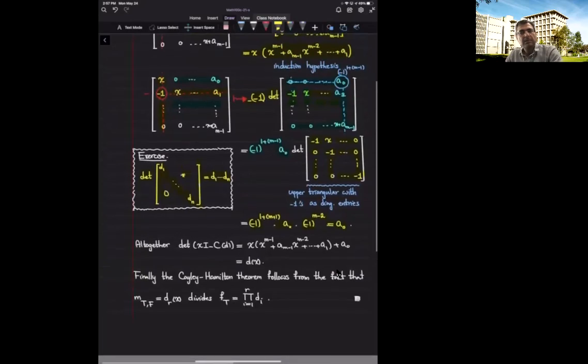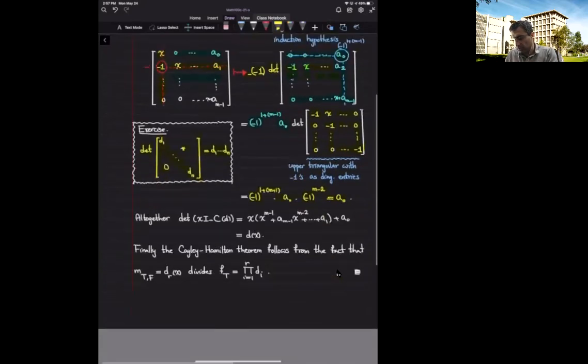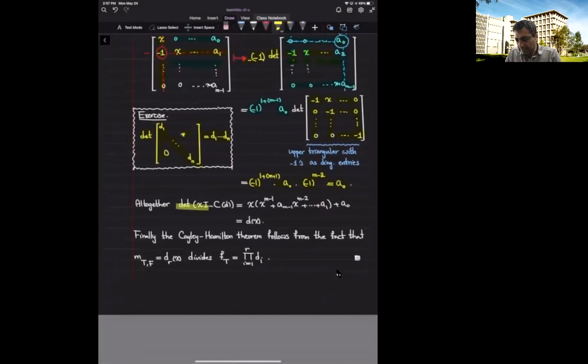So this means that this determinant that we started with to understand, we expanded with respect to the first column. The first summand is this one, and the second summand is a sub 0. So altogether, we get that the characteristic polynomial of the companion matrix of the polynomial D is x times this plus a sub 0. And that's precisely D. So we get that the characteristic polynomial of the companion matrix of the polynomial D is D.